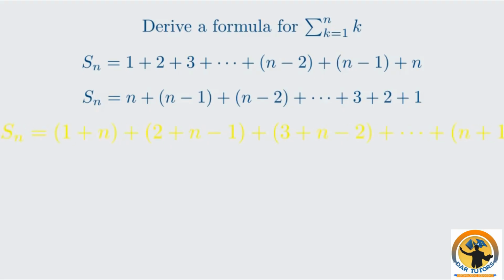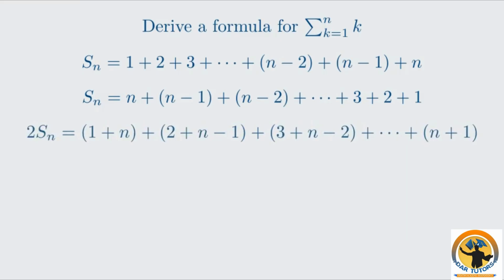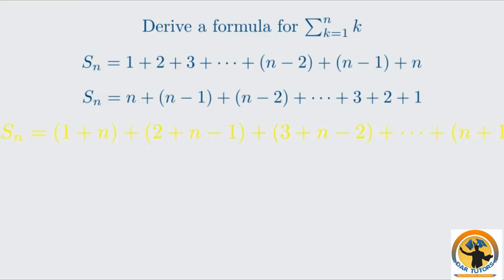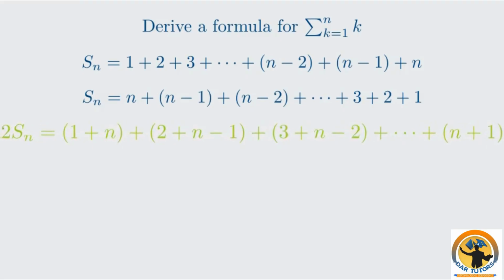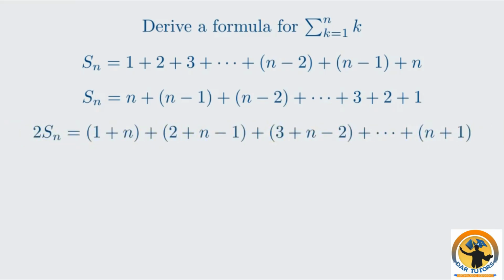The first pair is 1 plus n. The second pair is 2 plus n minus 1, which is also n plus 1. The third pair is 3 plus n minus 2, which is also n plus 1. Every single pair adds up to n plus 1. How many of these pairs are there? There are n terms in the original series, so there are n pairs. This means we are adding n plus 1 to itself n times. So 2 times S sub n is equal to n times the quantity n plus 1.